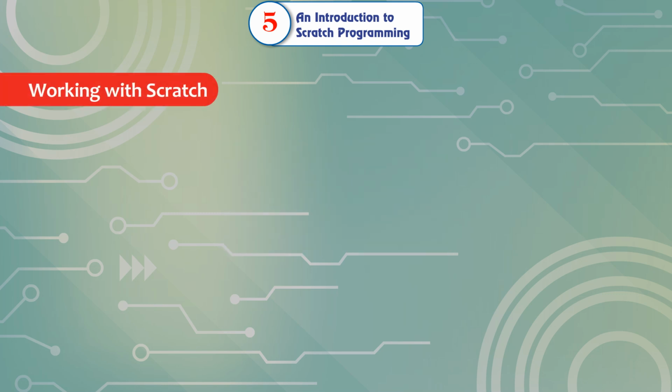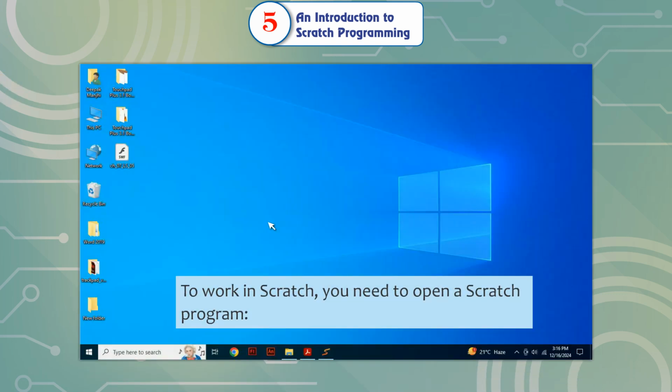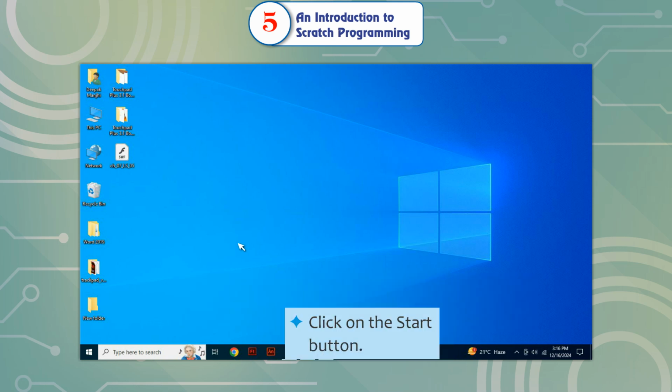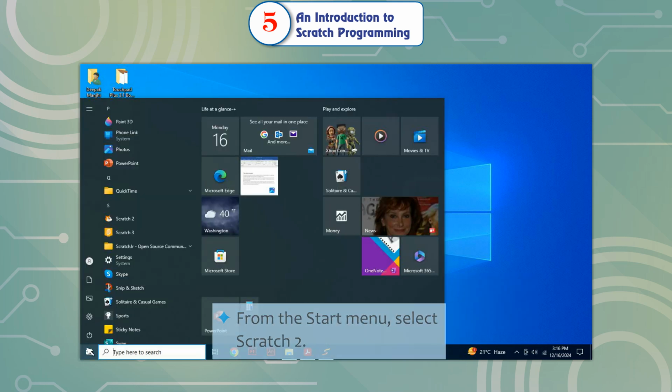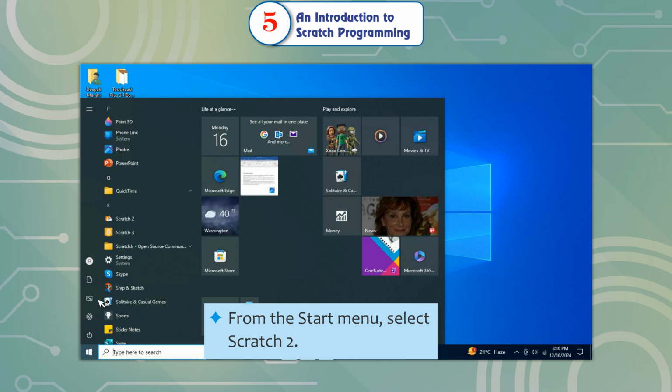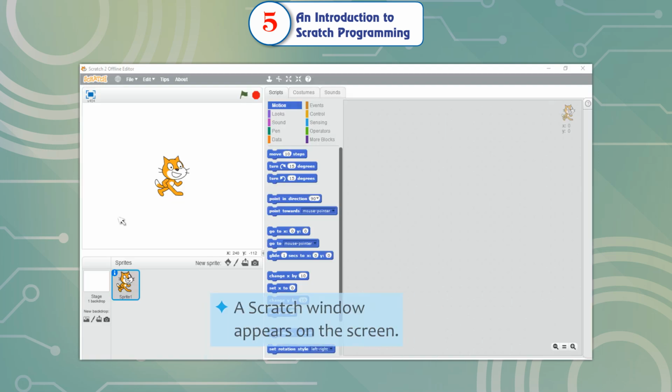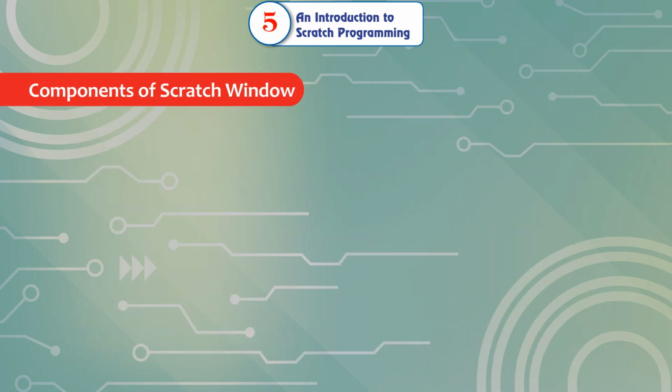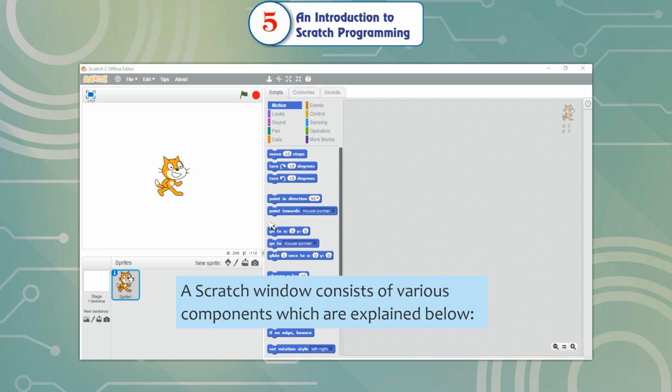Working with Scratch. To work in Scratch, you need to open a Scratch program. Click on the Start button. From the Start menu, select Scratch 2. A Scratch window appears on the screen. Components of Scratch window. A Scratch window consists of various components which are explained below.